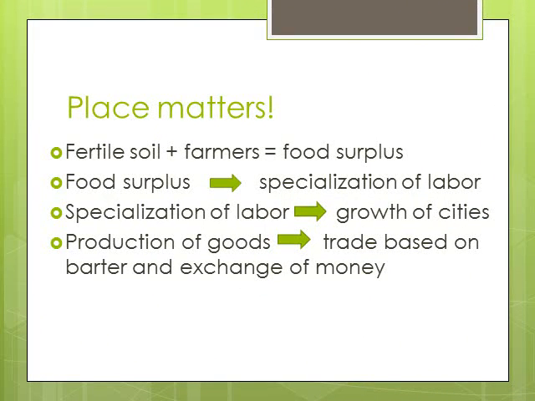What happens when you're living along a river is that soil is very fertile. And the fertile soil plus people who farm create a food surplus. They grow more food than they need for themselves individually to survive. When you have a food surplus, people are able to do other jobs besides farming and looking for food, and that gives you specialization of labor. When people can do different jobs, that enables cities to grow.